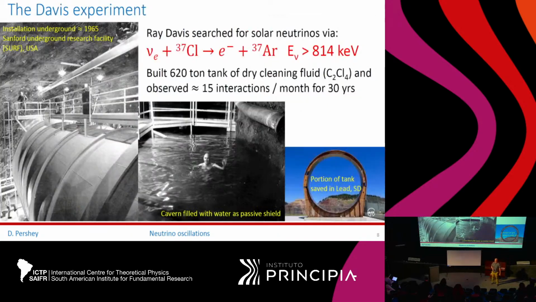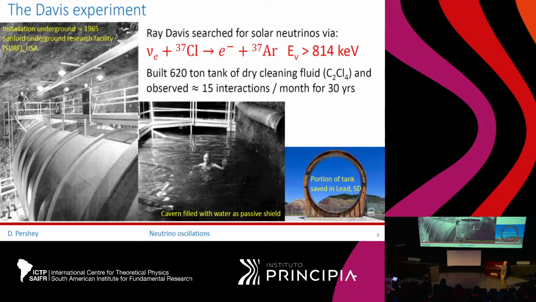So how do we go about discovering this? This is one of the most interesting neutrino experiments that we have ever had. Basically, Ray Davis came up with an idea for discovering neutrinos from the sun by using a giant tank of dry cleaning fluid. This is a carbon tetrachloride solution, about 600 tons. And he built this underground in the SAIFR lab in South Dakota in the USA.